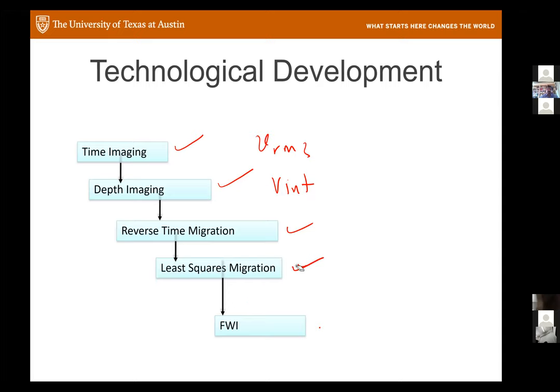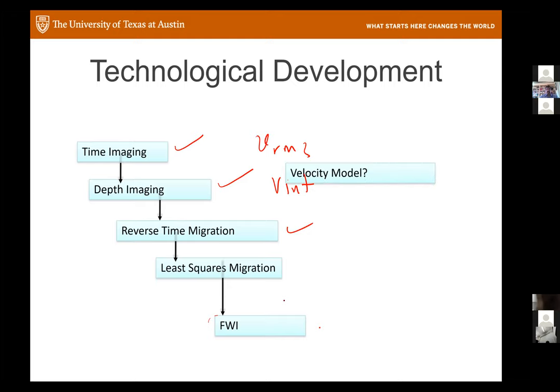But I like to put it in this sequence because that is the best way to describe this. Because least squares migration improves on reverse time migration or any other kind of migration. The least squares RTM improves on reverse time migration. Improving means it tries to get better images of reflectivity without perturbing the velocity. FWI goes after velocities, everything together. And the optimization technique and other things have close similarities with least squares migration.